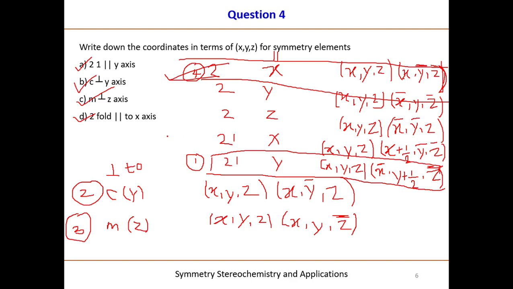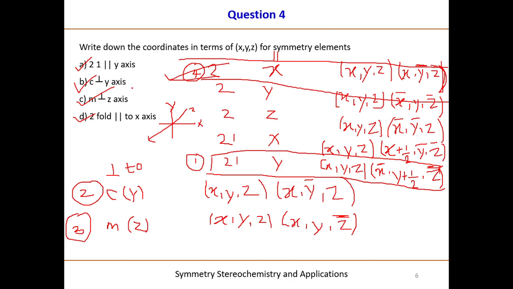If you imagine it in 3D, it will be more clear to you. So in 3D, we have this type of axes. This is z, x, and y. We will discuss one by one. If the 2_1 axis is parallel to y axis, this is the y axis. Which coordinate will change in this case? Only x and z will change, and y will remain as it is. And because it's a 2_1 axis, that's why we have to write here y plus half.